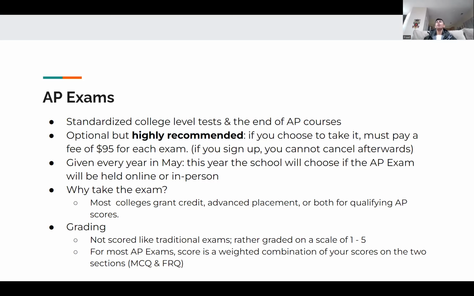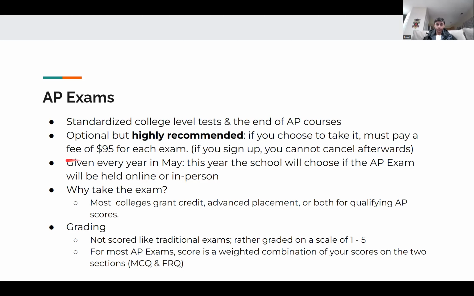So a question that I'm always asked is, why take the AP exam? Well, most colleges grant the credit if you get a passing score in an AP exam. A passing score generally means a 3 or above, so 3, 4, or 5 is considered passing for a college. And that way, if you do get that score on the AP exam, you can get the credit for that college class.